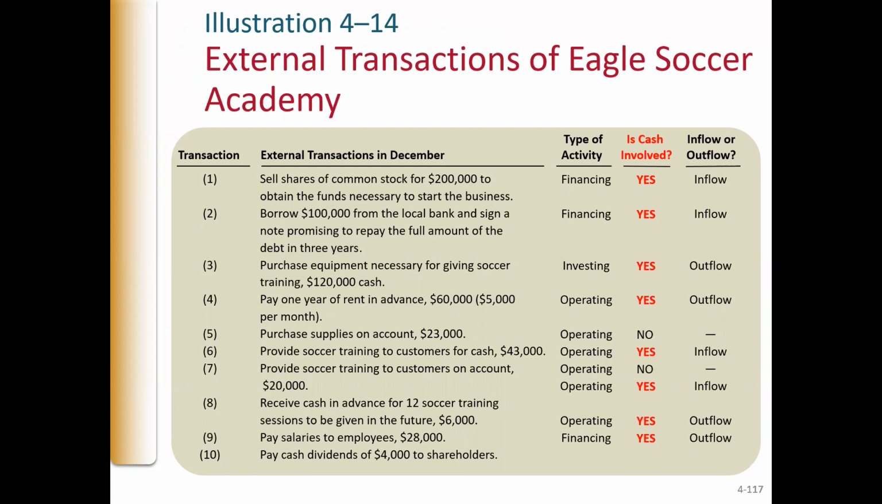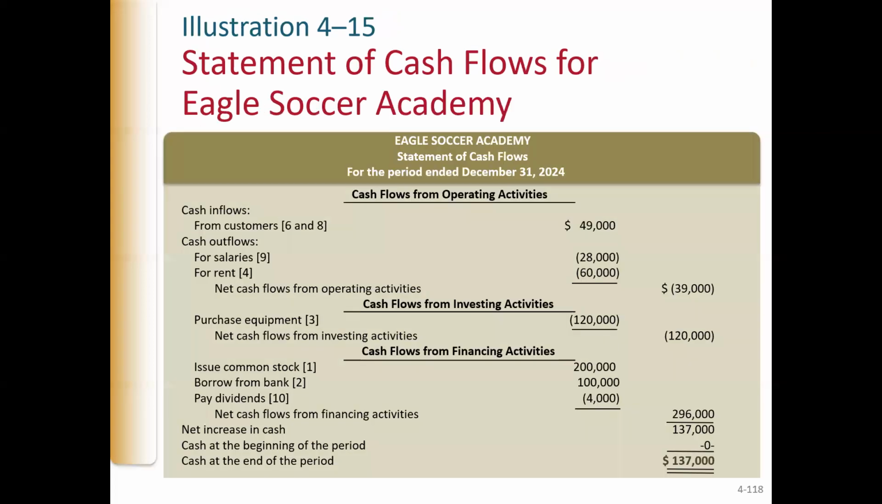It was on account. We didn't use cash. Therefore, we are not going to put this into our statement of cash flows. Also, do you see where it said provide soccer training to customers on account, 20,000? Did we receive cash? No. Therefore, we will not show that on our statement of cash flows.